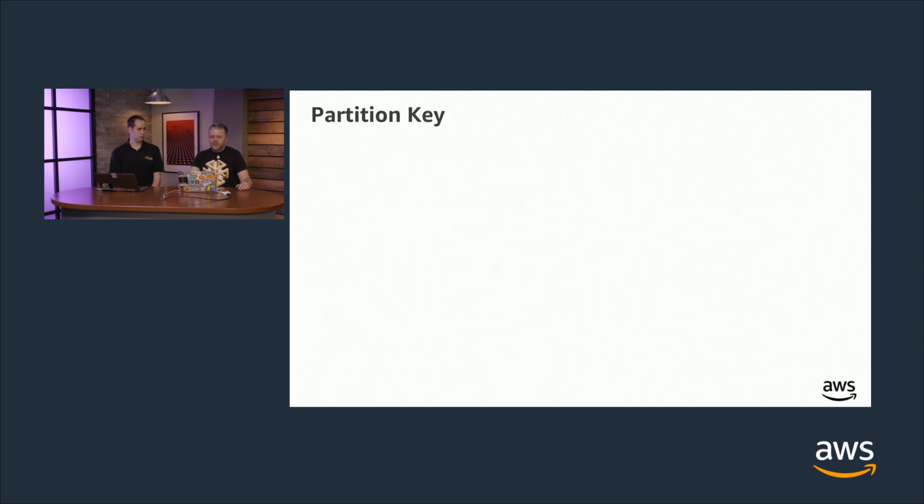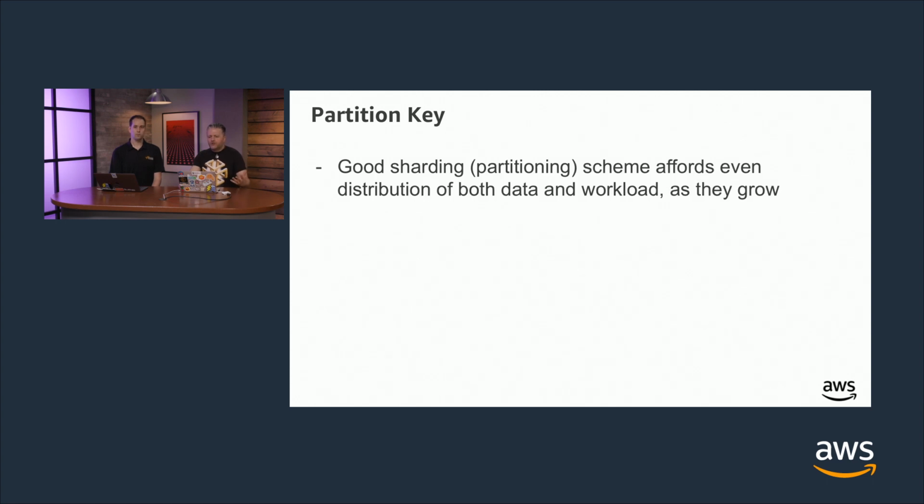So partition key, to recap: a good sharding partitioning scheme is what affords even distribution of data and workload as they grow. And again, back to the announcement of adaptive capacity, we still do need to design our partition key so it can horizontally scale, because adaptive capacity can't help you magically shove all your partition keys in a single partition. Yes, I had one customer place 40 gigs of data under the same partition key. Well, maybe at that point that's a little bit too much.